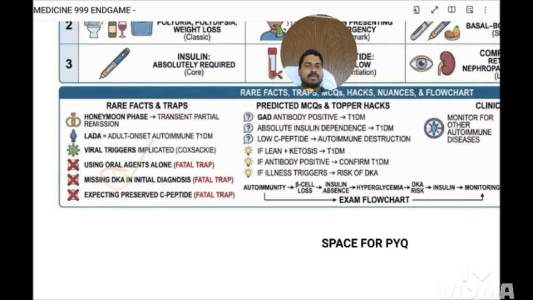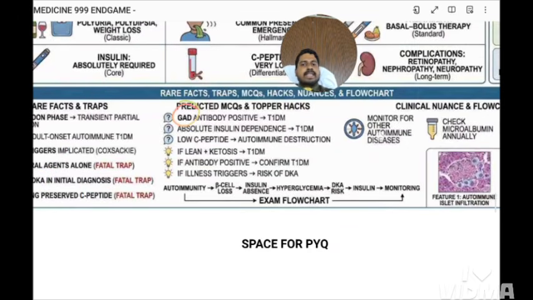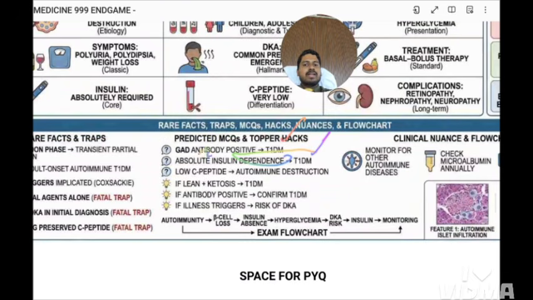DKA you shouldn't miss, because it presents like acute diarrheal disease, like acute gastroenteritis. Many of the times DKA is missed, and C peptide levels are always decreased. Anti-GAD antibodies are positive. Absolute insulin dependence will be there. Low C peptide. If the patient is lean and has ketosis, then suspect type 1 diabetes. Ketosis is detected via urine ketone bodies, or there can be a fruity odor in the breath.